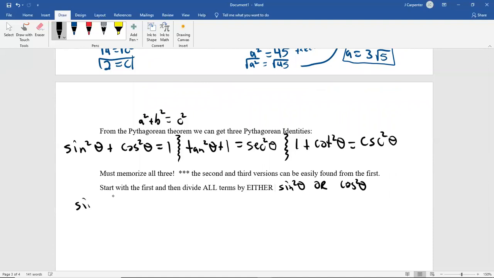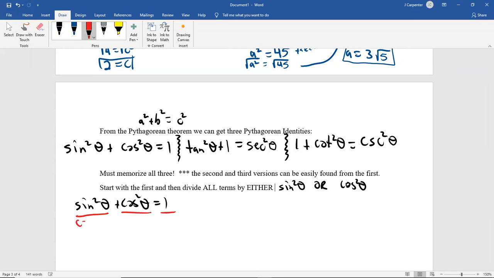Sine squared theta plus cosine squared theta equals 1. So what I'm going to do is, and I said by either, not both, one or the other. Let's do the sine squared first. Is that going to end up giving us the second or the third one? I know, but you don't yet. Let's see which it is. So we're just going to divide all terms. Whatever we do to one side, do to the other, so we're not breaking any algebra rules.